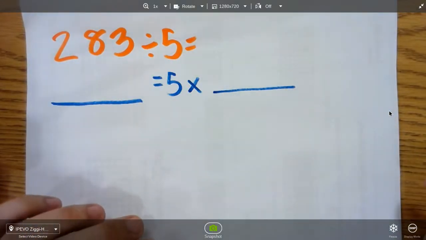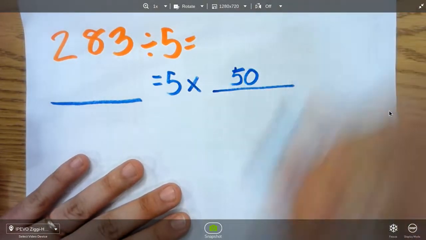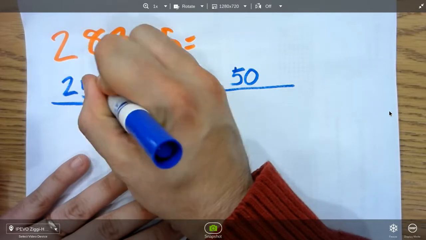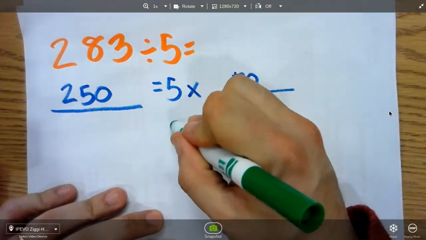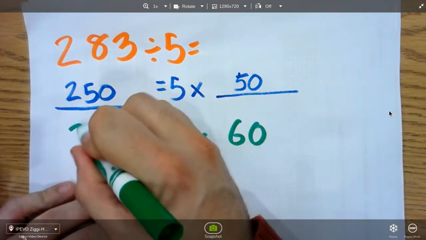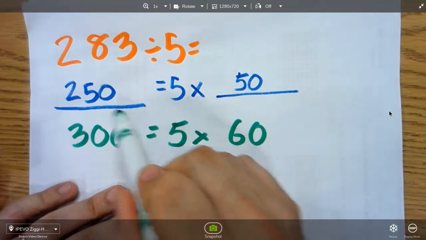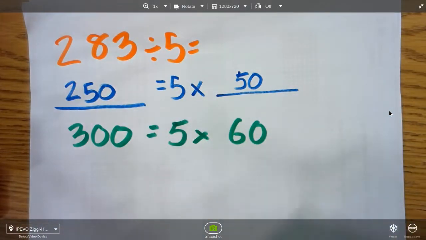5 times 100 is 500. That's quite a bit too big. Let's try 5 times 50. 5 times 50 is going to be 250. That's going to get us pretty close to it. And maybe for our next one, we're working with easy numbers, so I'm not going to worry about 5 times 51 or 5 times 52. I'm going to jump up to 5 times 60. 5 times 60 equals 300. 250 is a little bit lower than 283. And 300 is a little bit higher than 283. So I know that I've got an appropriate range here.